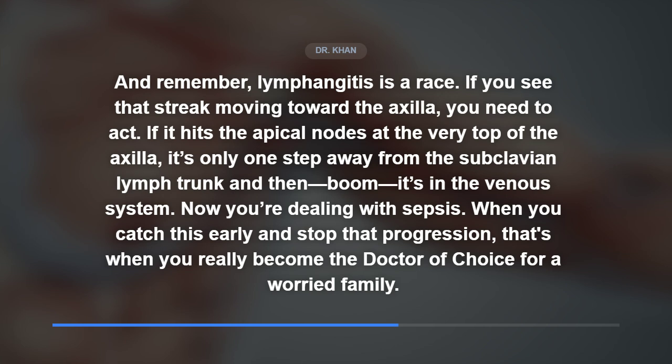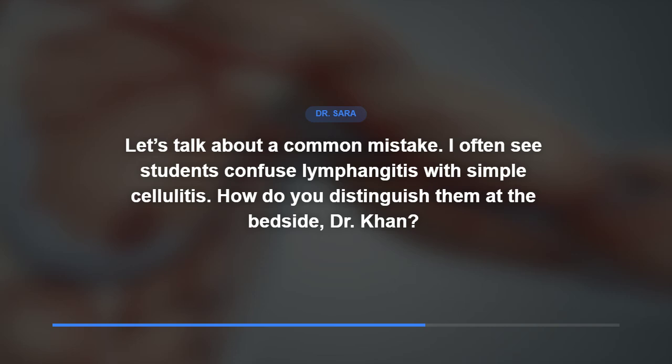And remember, lymphangitis is a race. If you see that streak moving toward the axilla, you need to act. If it hits the apical nodes at the very top of the axilla, it's only one step away from the subclavian lymph trunk, and then boom, it's in the venous system. Now you're dealing with sepsis. When you catch this early and stop that progression, that's when you really become the doctor of choice for a worried family.